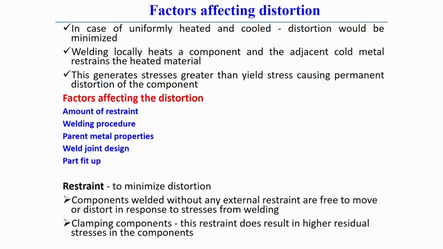Another factor affecting the distortion is the amount of restraint, whether we are using flexible restraint or very rigid restraint, which influences the amount of distortion in the welding process. Then the welding procedure, in the sense of what type of heat source, the typical geometric shape and size, and the material properties used during welding, are also responsible. Then weld joint design, whether butt joint, lap joint or T joint, and the gap between the two components all influence the distortion generated in the welding process.